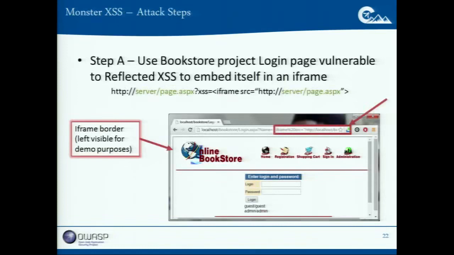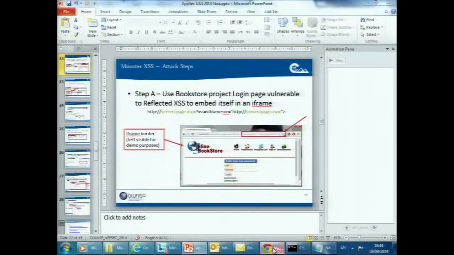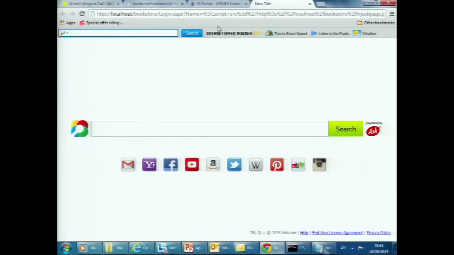For that, I would like to take a simple bookstore project. Bookstore project, a lot of you are probably familiar with it. On the login page, the bookstore project is vulnerable to cross-site scripting. So what I do, I inject an iframe of itself into the front page. And here, specifically on this picture, you can also see a border that will differentiate our iframe from the front page. That's here only for the example. But I would like to go with you and see how it actually works in real life.